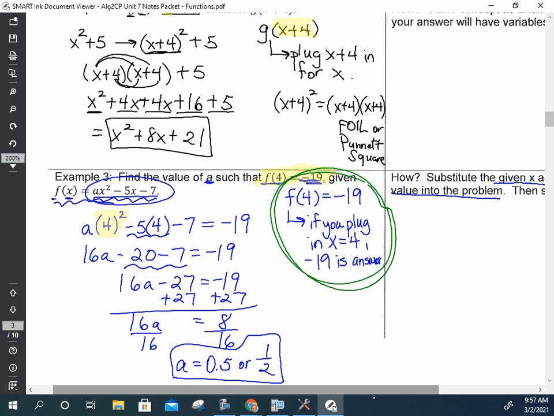Any questions on example 3? We'll give you a moment, those of you who are at home, to finish typing it out.